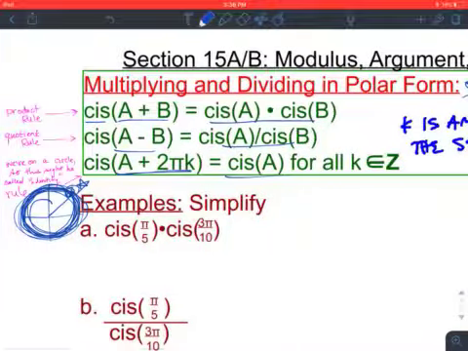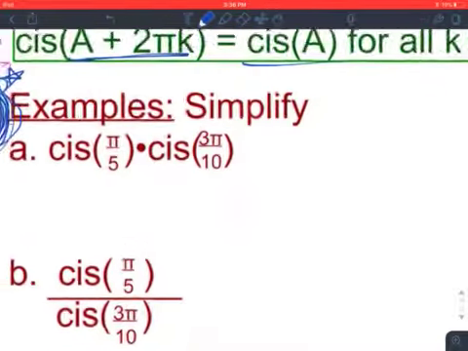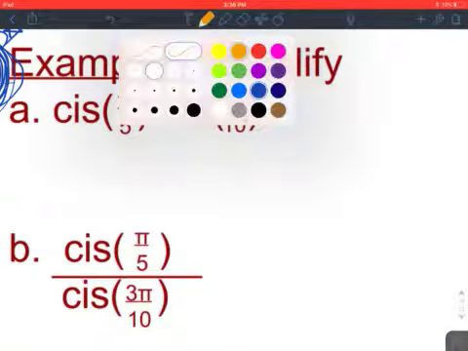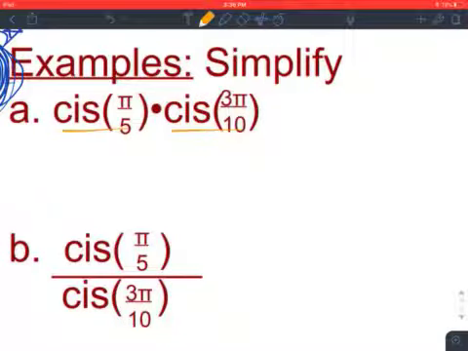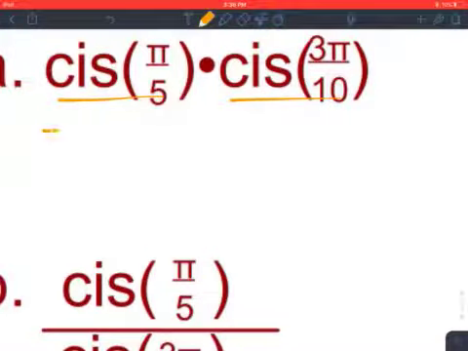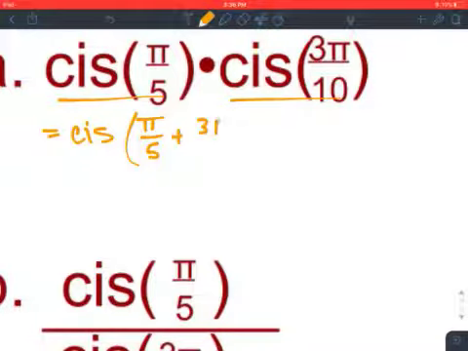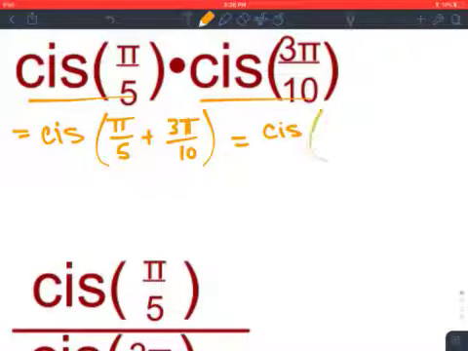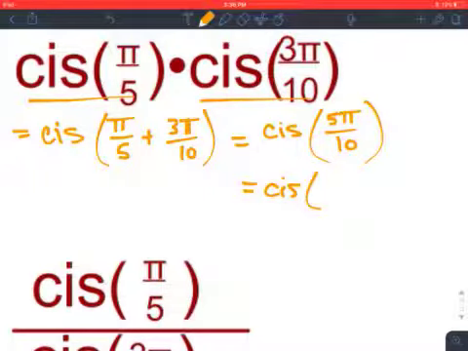These all have names: product rule, quotient rule, and identity rule. Product rule: the product between two polar form complex numbers can be written as the polar form complex number of the sum of the inputs, or the arguments. So this is CIS pi over 5 plus 3 pi over 10. Convert to the same denominator, and you will get CIS, let's see, that's 2 pi over 10, so that's 5 pi over 10, and that's CIS pi over 2.